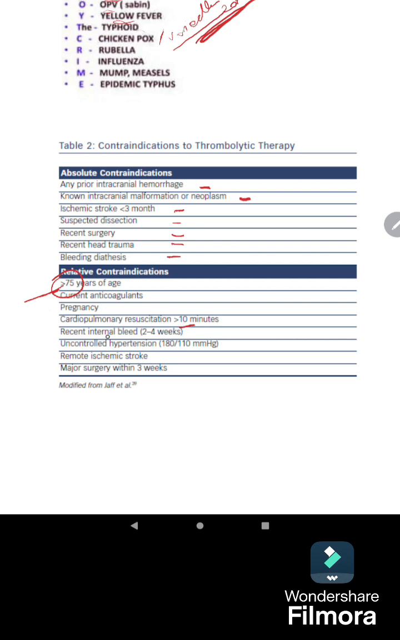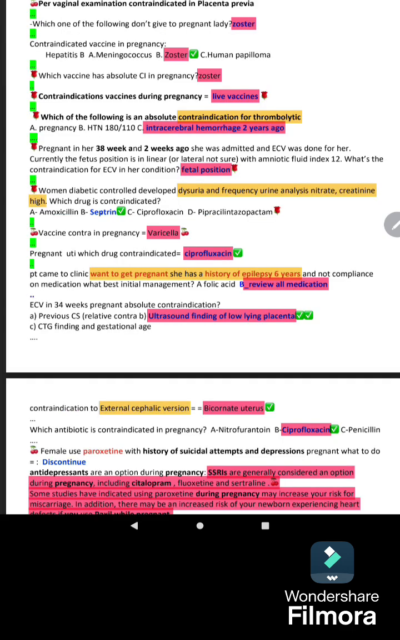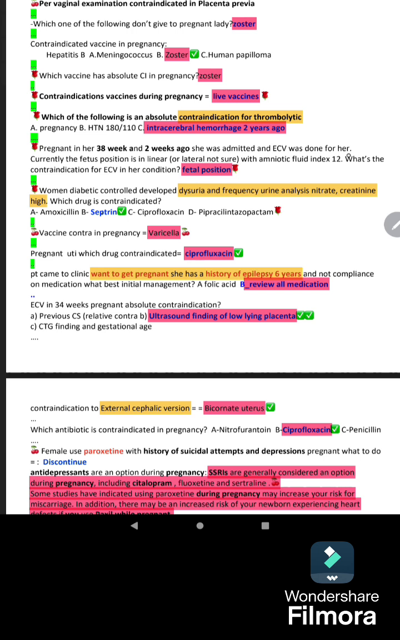More importantly, it is intracranial hemorrhage, intracranial malformation, ischemic stroke, recent surgery and head trauma, and bleeding diathesis, which is more important. Okay. So now we will move on to the next question. So the answer is intracranial hemorrhage of 2 years ago. Pregnancy and hypertension of like 180 to 110 is a relative contraindication.